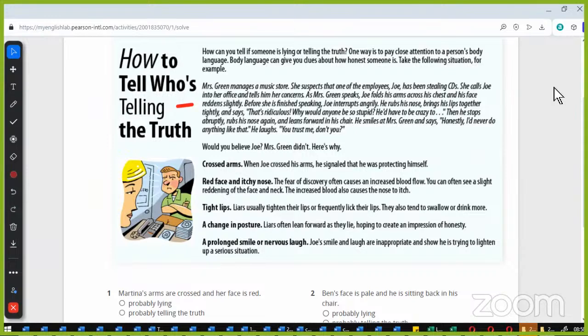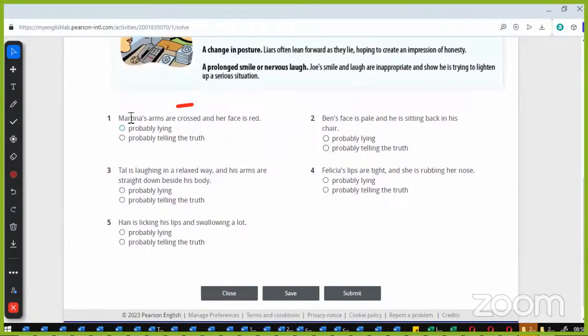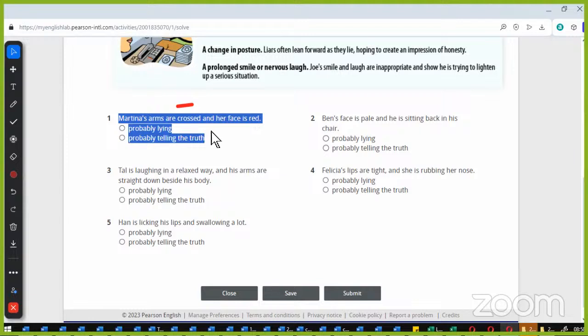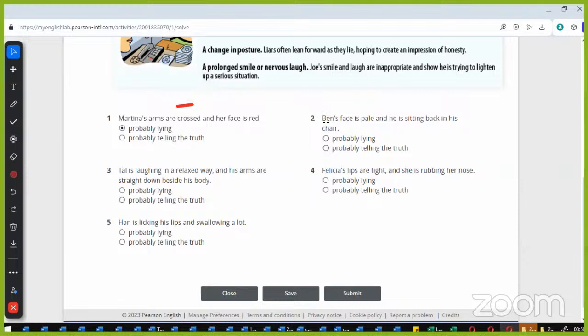That was all. Okay. So Martinez's arms are crossed and her face is red. Probably lying or probably telling the truth? According to the lecture. This one: Martinez's arms are crossed and her face is red. She's probably lying.